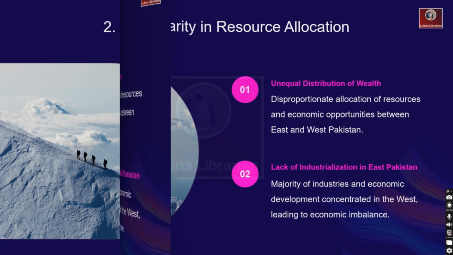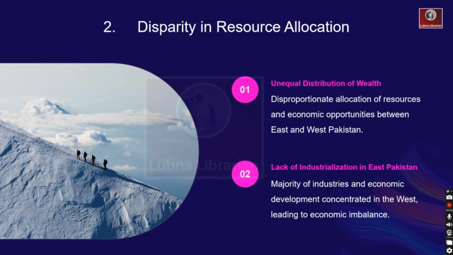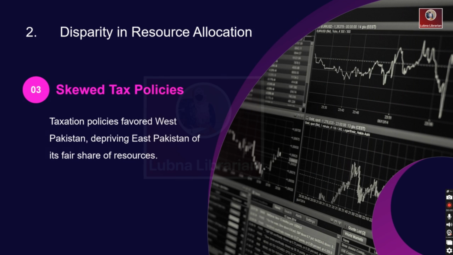2. Disparity in resource allocation. 1. Unequal distribution of wealth. Disproportionate allocation of resources and economic opportunities between East and West Pakistan. 2. Lack of industrialization in East Pakistan. Majority of industries and economic development concentrated in the West, leading to economic imbalance. 3. Skewed tax policies. Taxation policies favored West Pakistan, depriving East Pakistan of its fair share of resources.